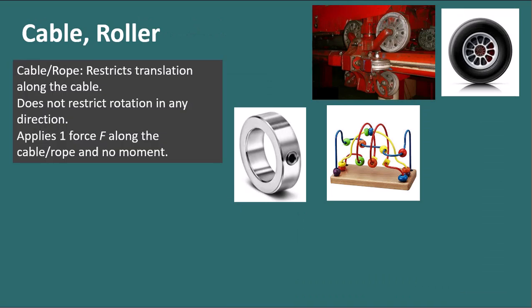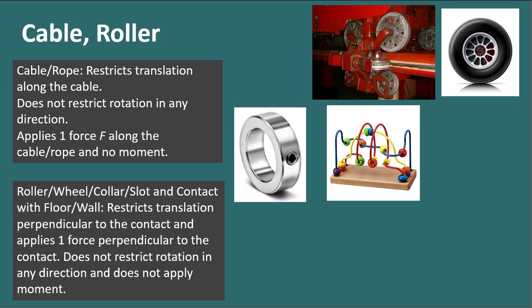A cable and a roller. A cable or a rope restricts translation along the cable, does not restrict any rotation, and therefore it applies only one force along the cable. A roller or a wheel or a collar or a slot or a contact restricts translation perpendicular to the contact and applies only one force perpendicular to the contact, does not restrict rotation in any direction, and does not apply any moment.